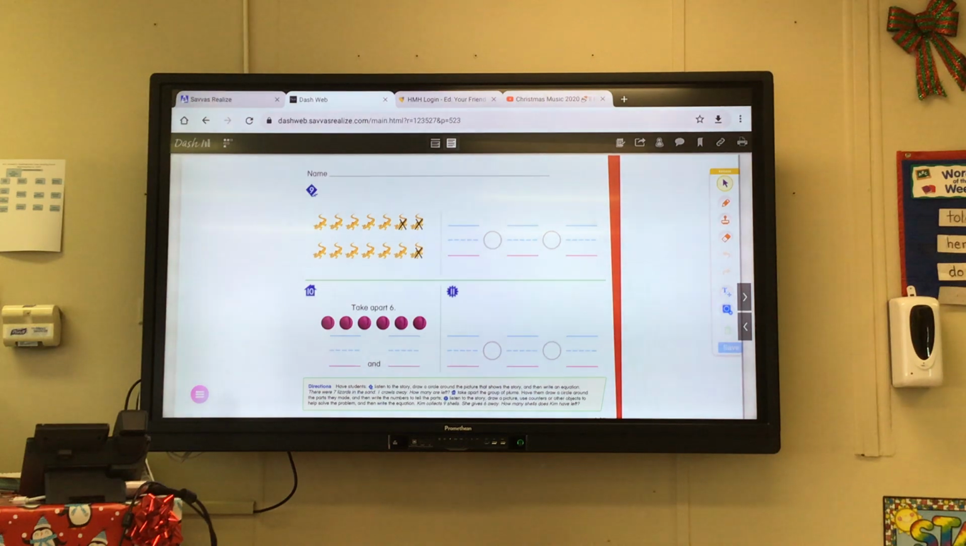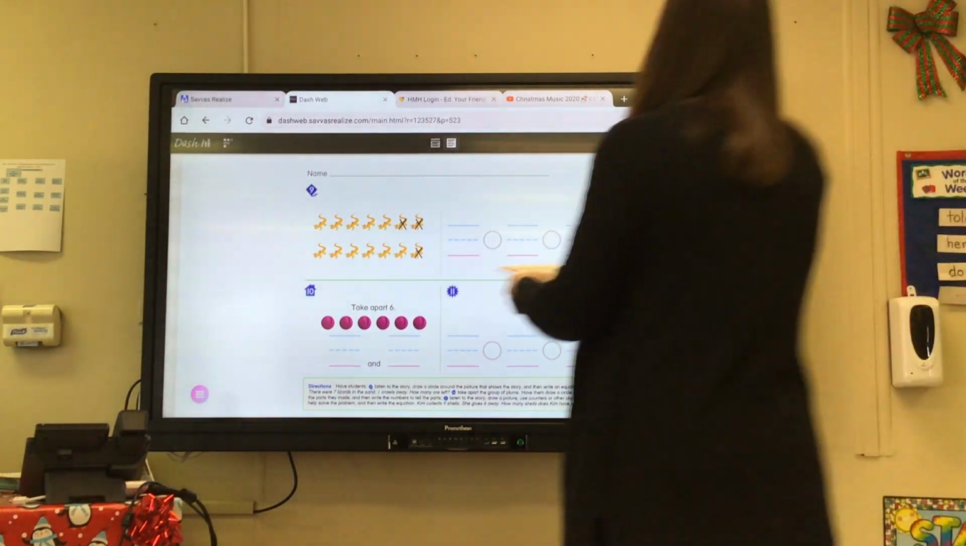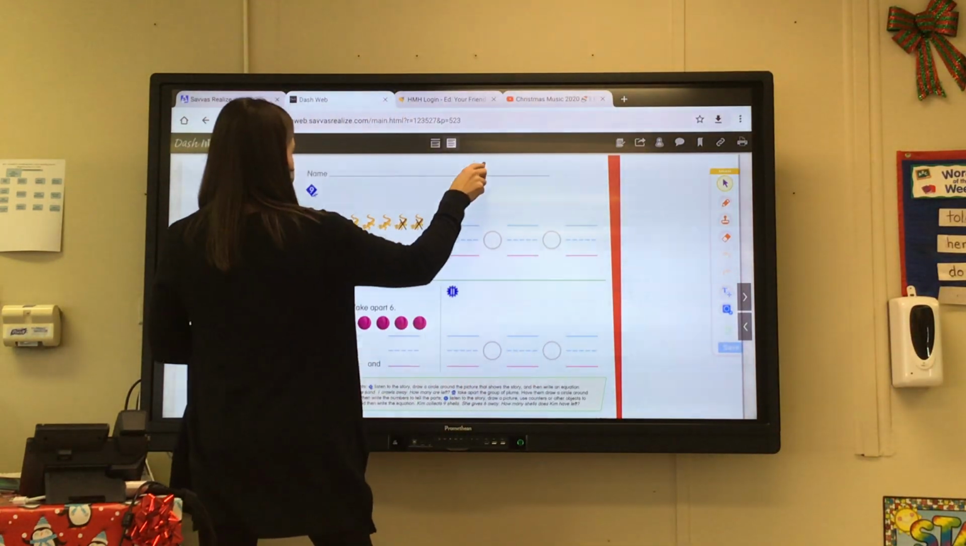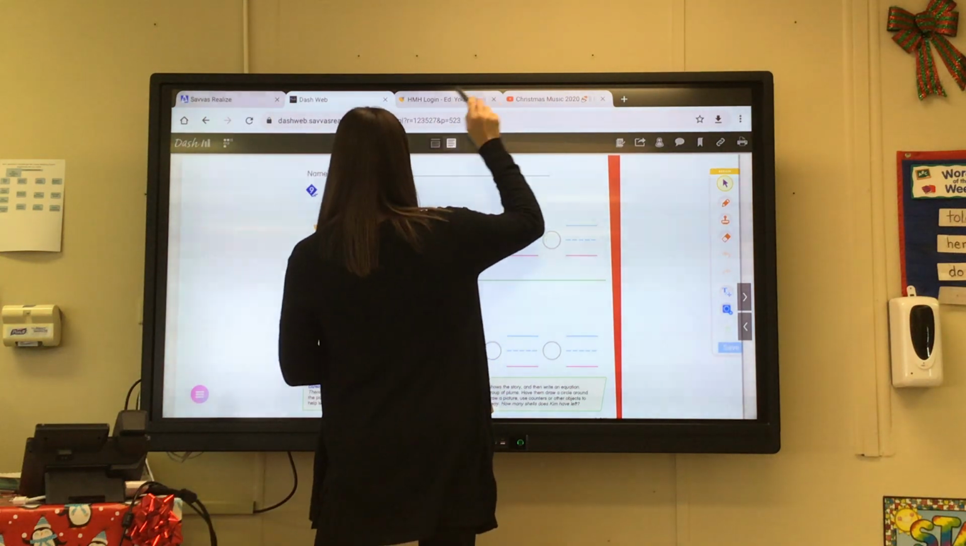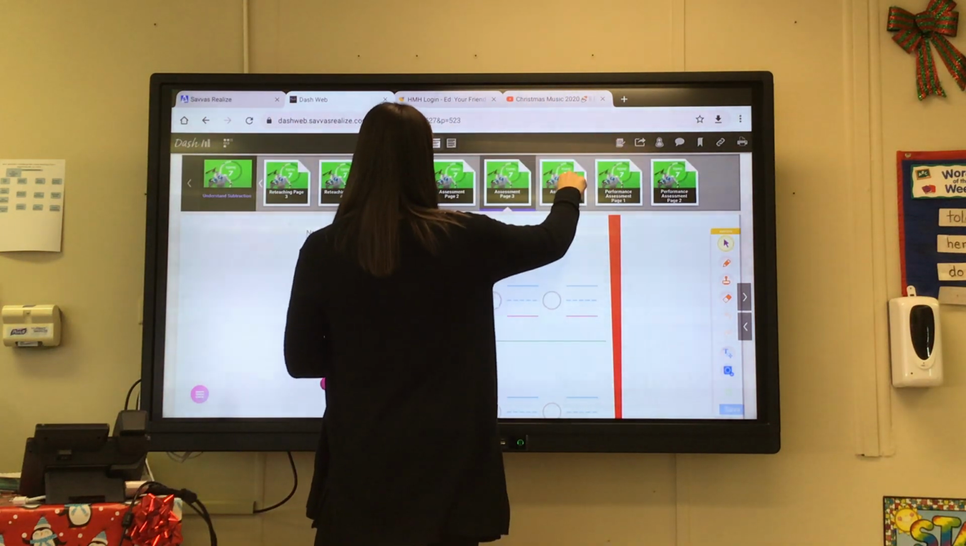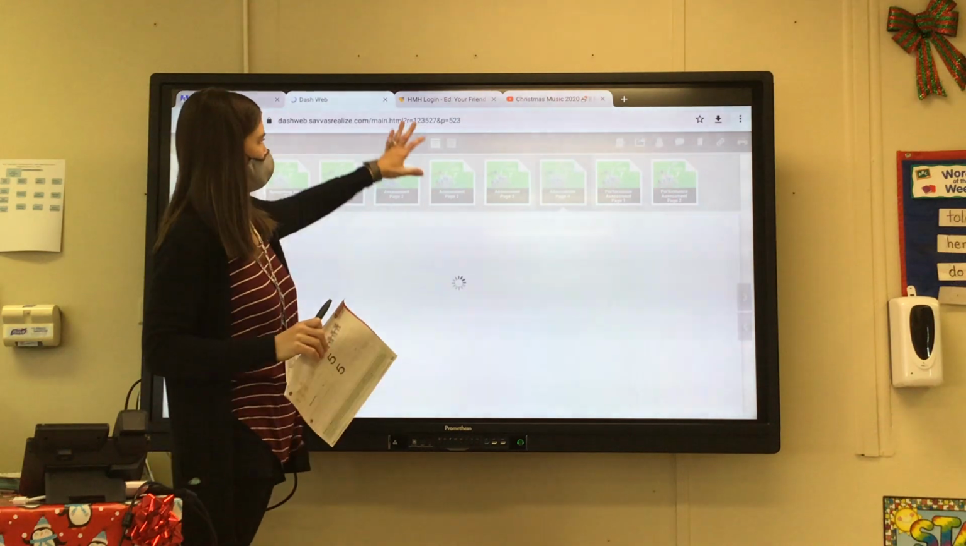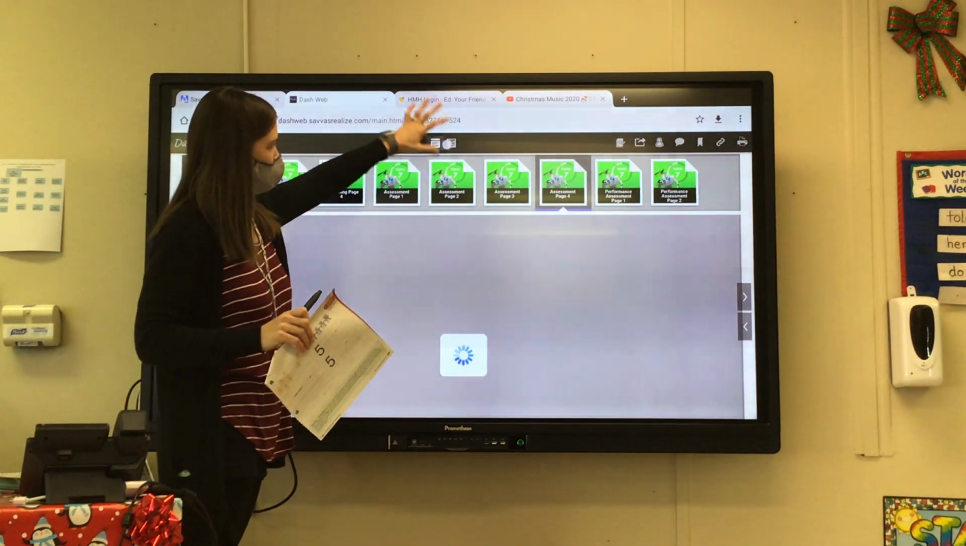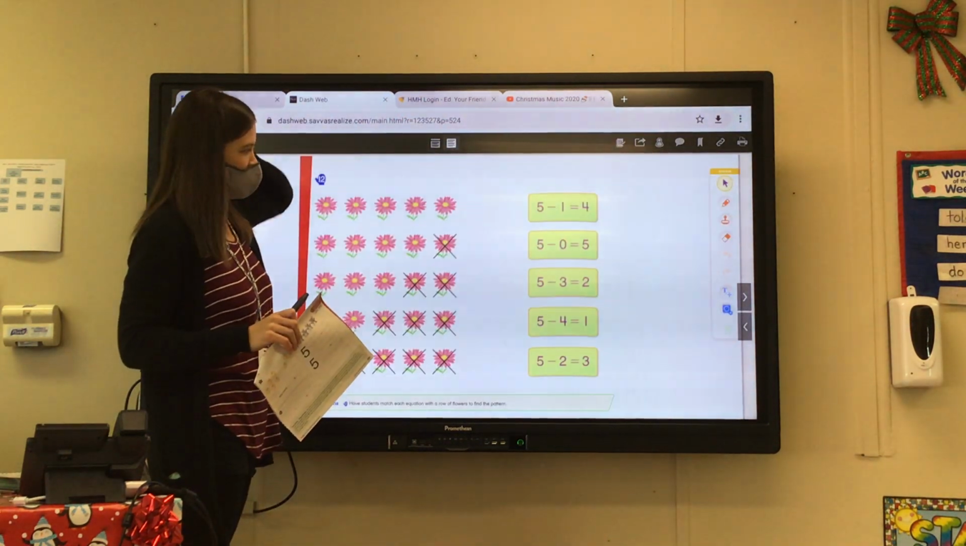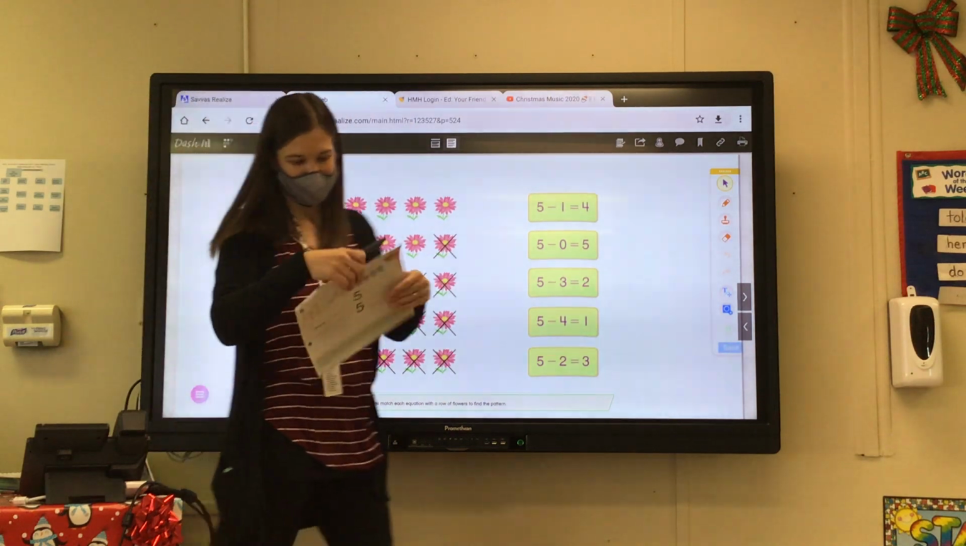Come on, Gary. You're on 12. 12 looks fine. That's not there. Okay, that one. Okay, it looks like this. Should have a whole page of flowers.